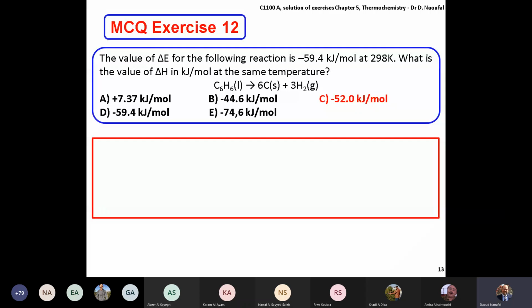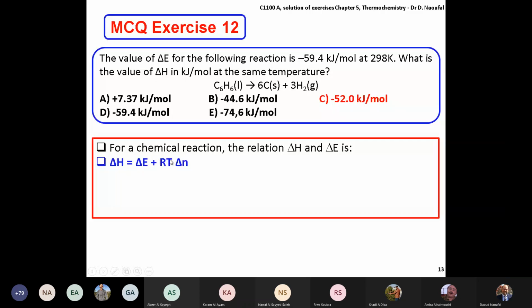So we apply the relation of delta H and delta E for a chemical transformation. For a chemical reaction, the relation between delta H and delta E is given by delta H equals delta E plus RT delta N. Pay attention. In the application of this relation, delta H and delta E used should be at the same temperature mentioned in the formula. If the temperature is 298, you have to use delta H and delta E at 298 Kelvin. And this is our case.